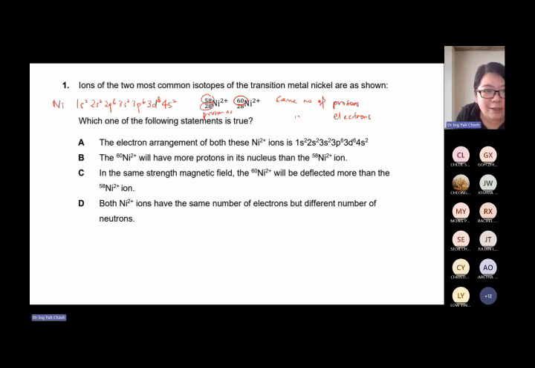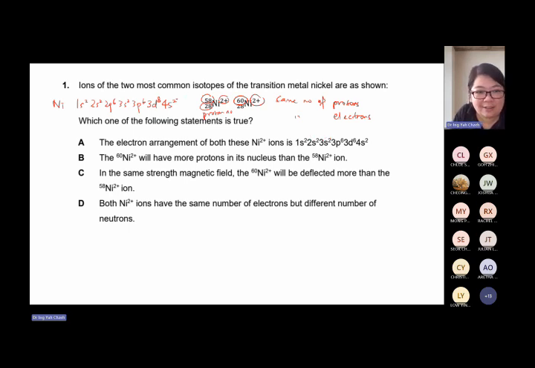Shell number 1 until number 2 is 10. Then 3s, 3p, 4s, another 10. Then the remaining I write in the 3d orbital, because 3d orbitals can accommodate a maximum of 10 electrons. So the 8 all go to 3d8. Now nickel 2+ here means it must lose 2 electrons.